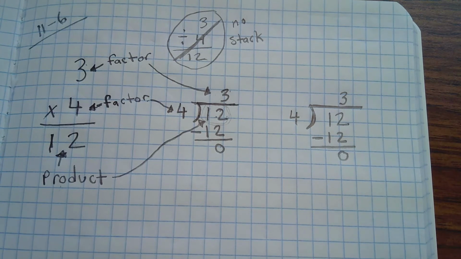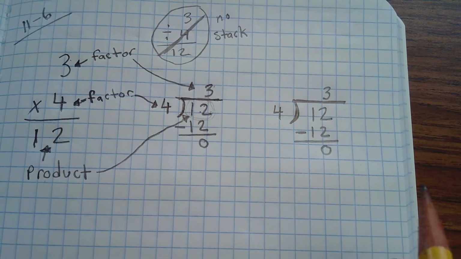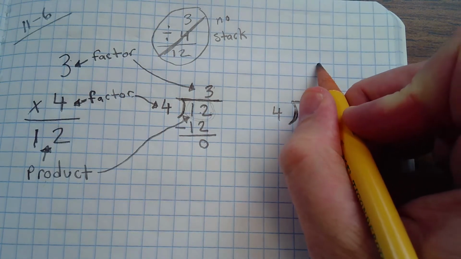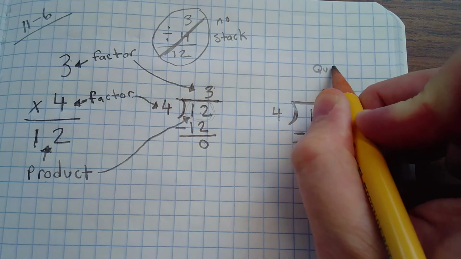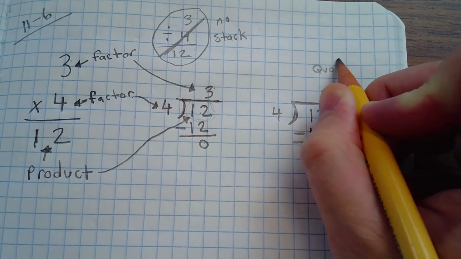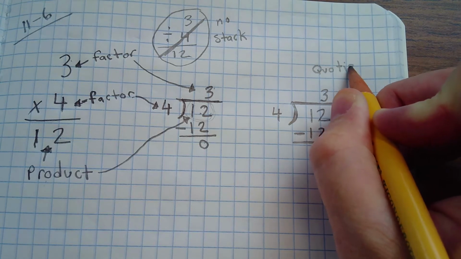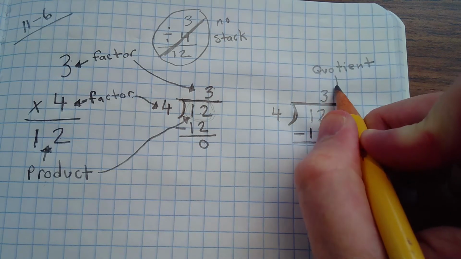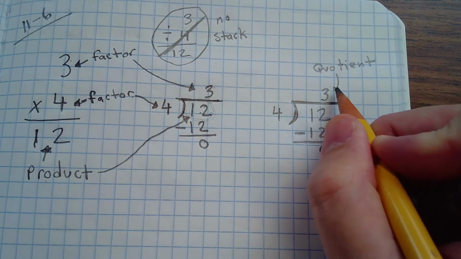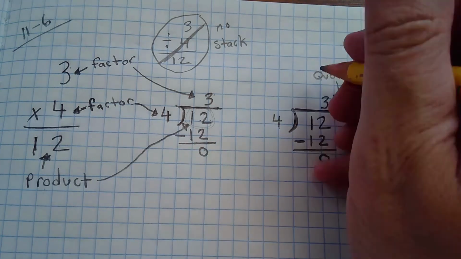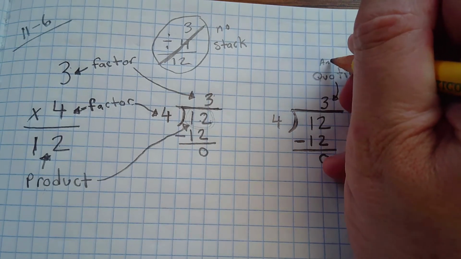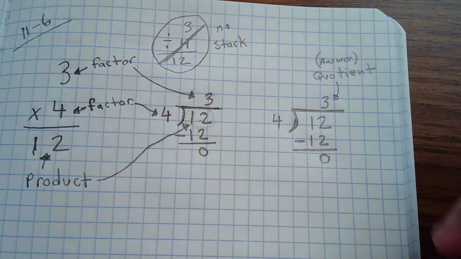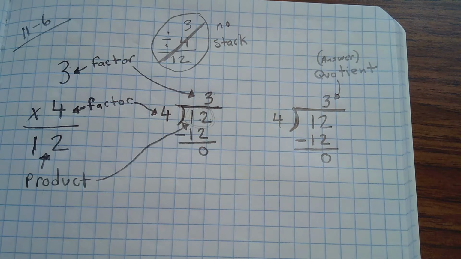Let's start with the answer. The answer to a division problem is the number that's on top of the house there, and that is called a quotient. Q-U-O-T-I-E-N-T. Quotient. I'm going to put a little arrow down to the 3. And then just to remember, because it's kind of new for us here, I'm going to put the word answer above it. A-N-S-W-E-R. I'm going to put it in parentheses. So the quotient, or the answer, lives on top.